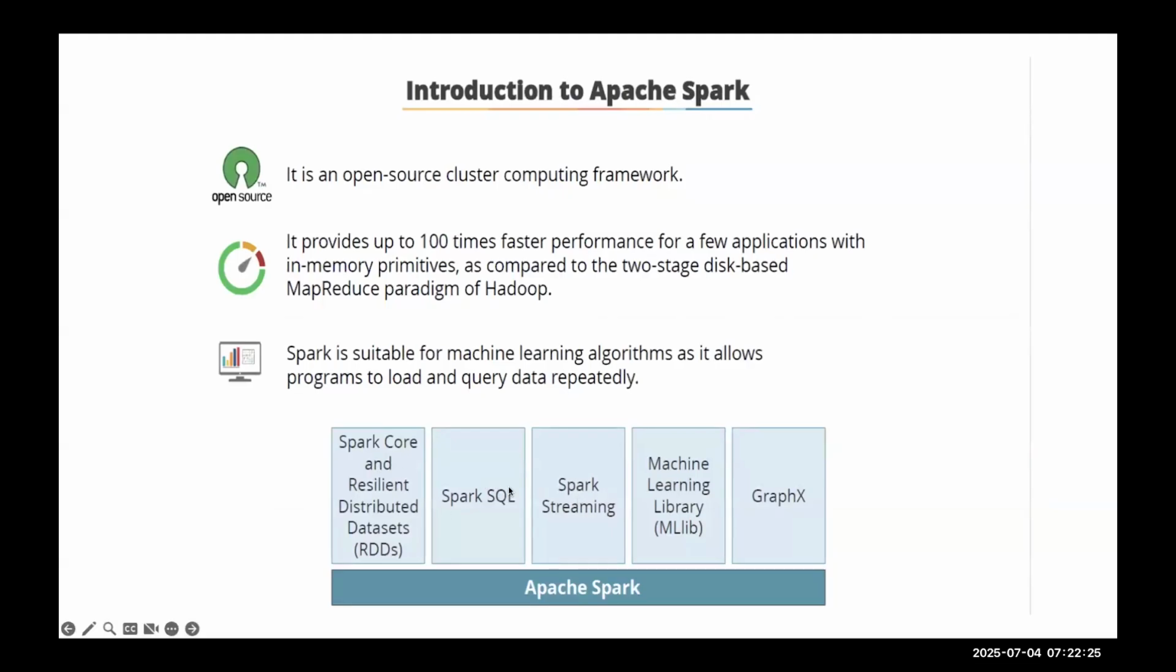So these are the three components. Spark streaming is used for real time. It is not the exact real time, but near real time. We'll learn about what is near real time and real time. So in Spark streaming, we are using streaming.